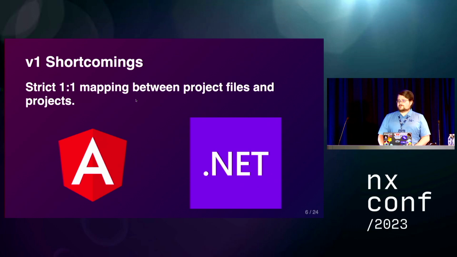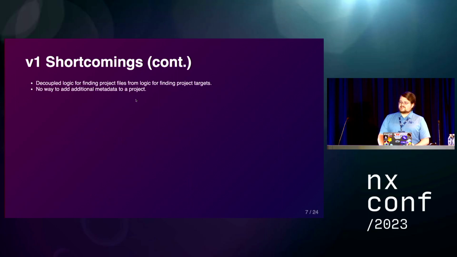There were several shortcomings with this. Specifically for Angular and .NET, a huge one is that those V1 APIs required that each configuration file only represented one project. So this meant we couldn't use inference for Angular.json support. We had to do that custom because you can have multiple projects in there. And for .NET, we couldn't use that for solution files. Additionally, the logic for finding projects and targets was decoupled into those 2 separate properties, so it increases some chances for things to go wrong.